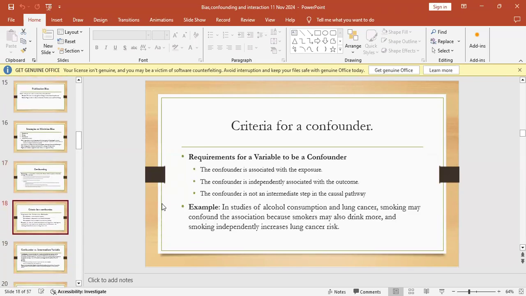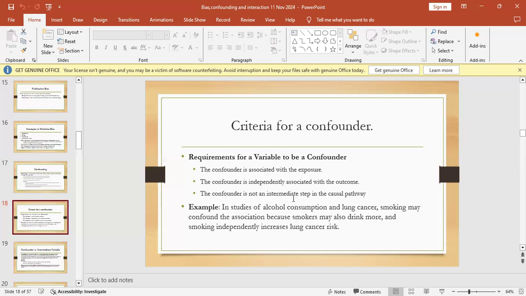Now, the criteria for the confounders. What are the basic requirements for a variable to be a confounder? The confounder should be associated with the exposure. The confounder should be independently associated with the outcome. And the confounder is not an intermediate step in the causal pathway. We will later on discuss what is an intermediate step in the causal pathway.